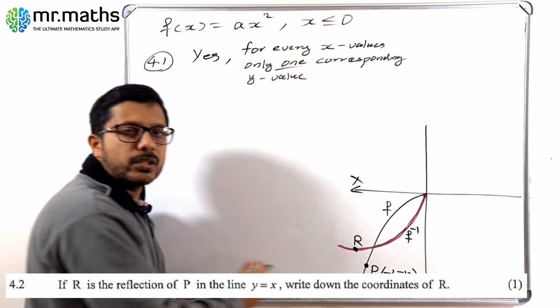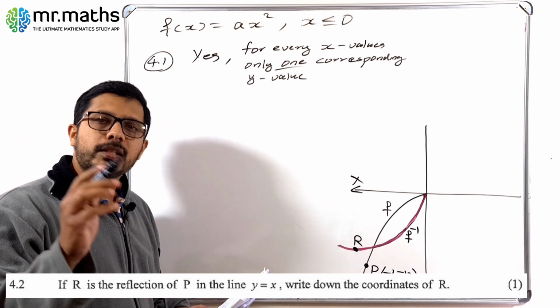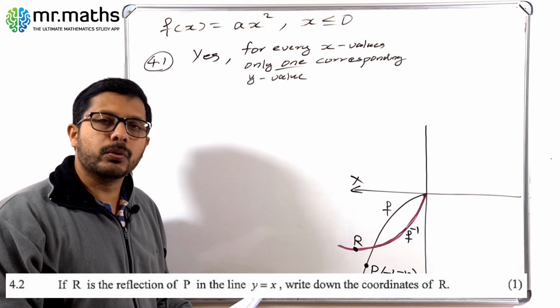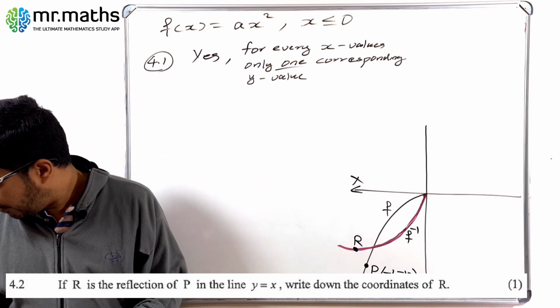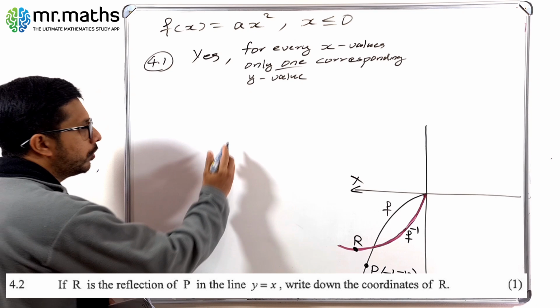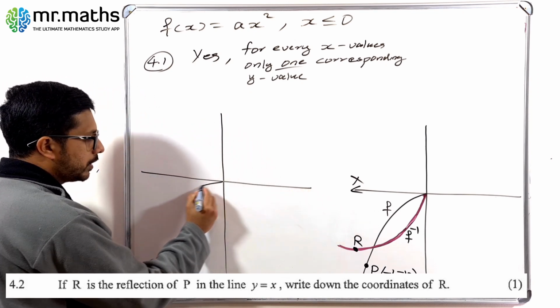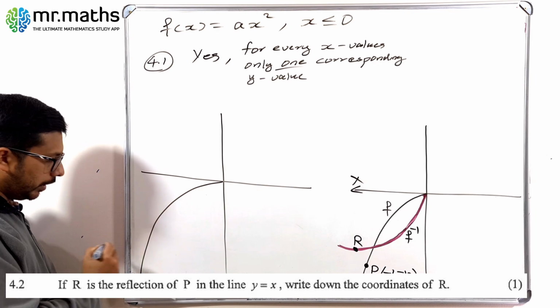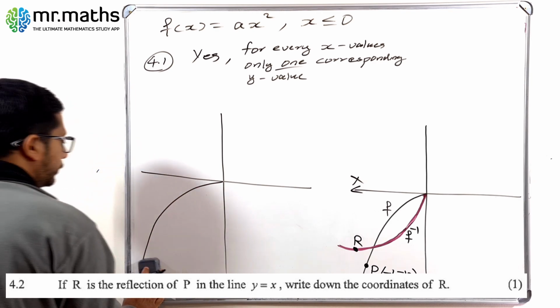Okay, based on which line? Based on the line y is equal to x. Write down the coordinates of R. What is the meaning of that question, guys? Let me draw that graph here once more. Okay, so this is our f graph.